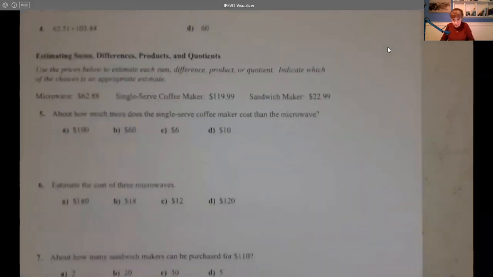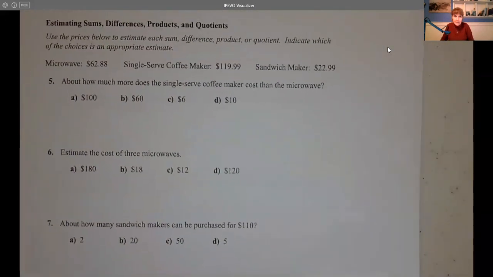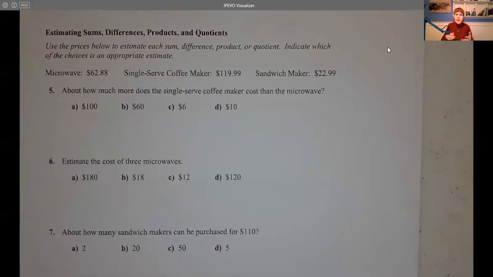And now we're going to look at 5.6, which is estimating. And whenever you see the word estimating, I'm always thinking, okay, make it easy. And when you do estimate, they usually tell you, well, here it's a multiple choice. So you'll kind of know where to round off to, because when you estimate, you round off.